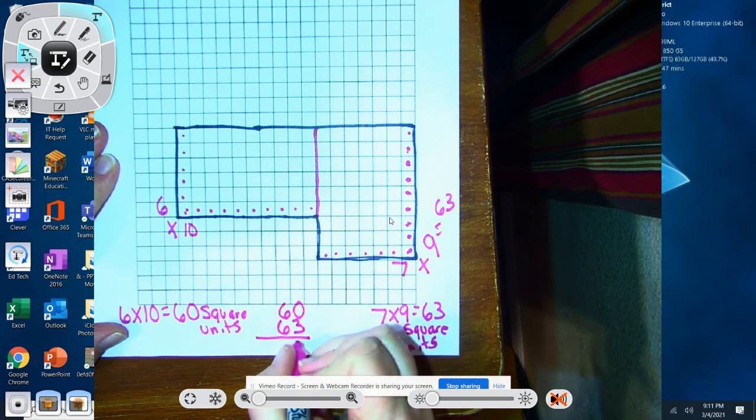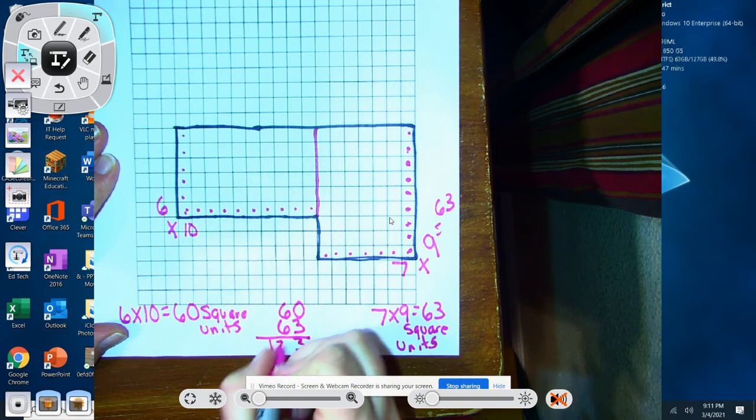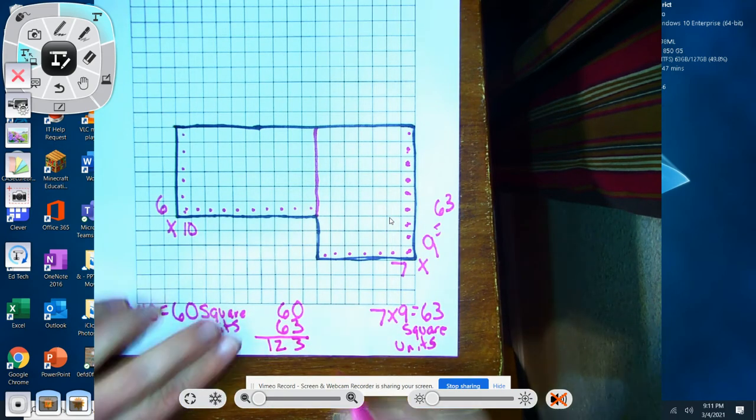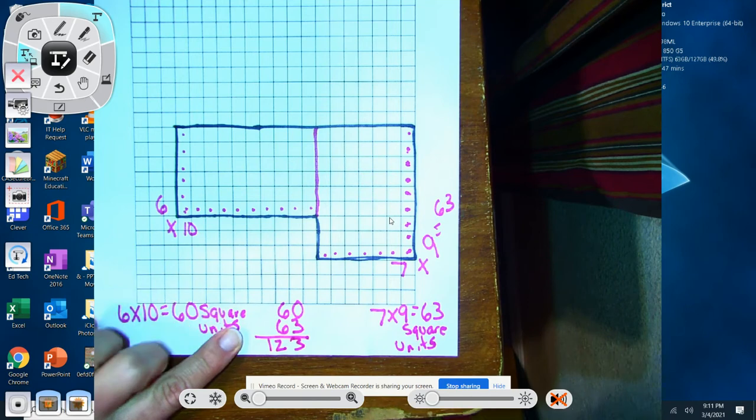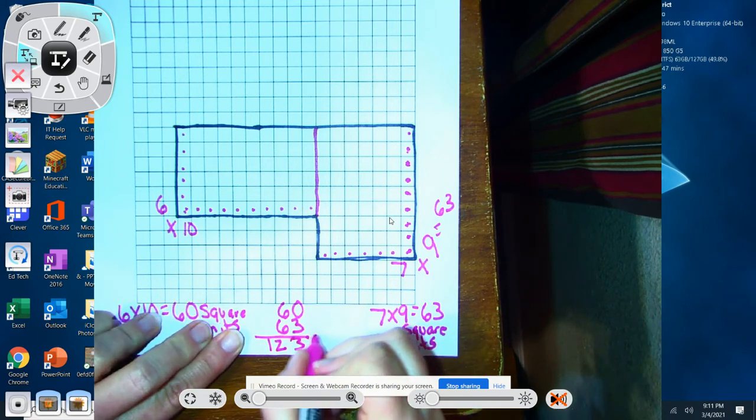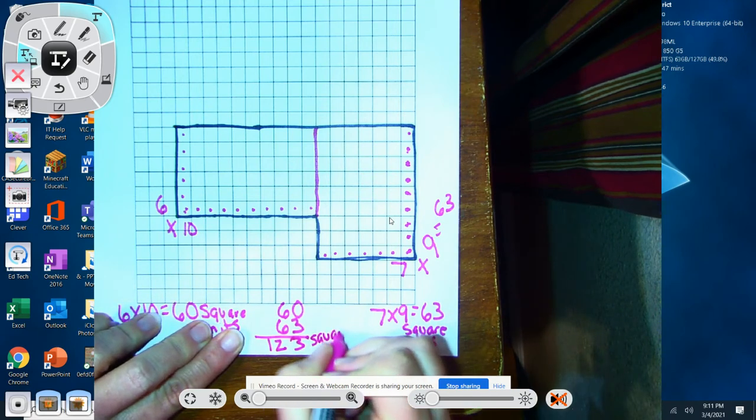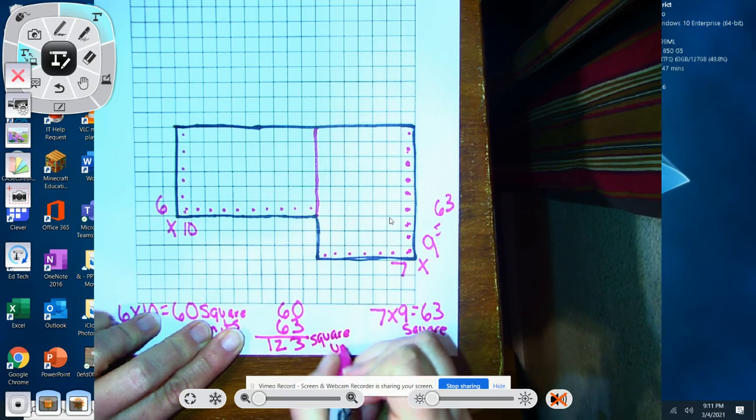0 plus 3 is 3. 6 plus 6 is 12. 123 square units.